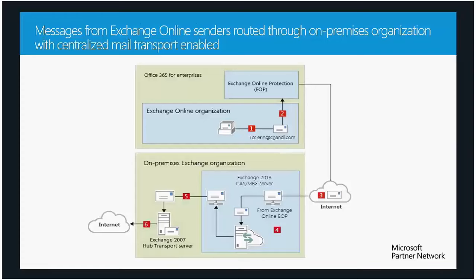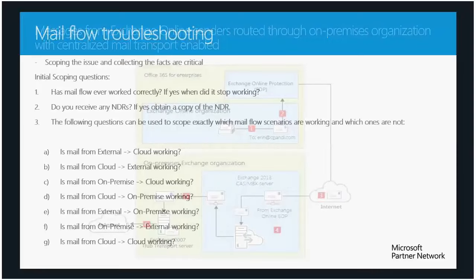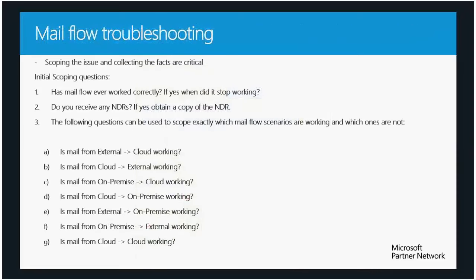Now that we have seen some of the scenarios that might occur when we have either a hybrid organization or an Exchange Online only organization, let's look into how mail flow troubleshooting should be done. It's very important to scope the issue correctly. As you have seen, mail flow can be very complex, and sometimes it can be overwhelming. The best thing is to narrow down the issue, and for this we have come up with a few questions that should help you in your troubleshooting.